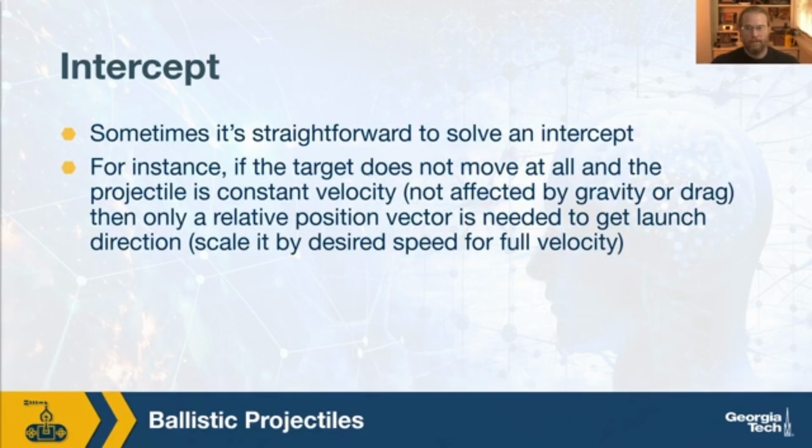It's similar to the pursue algorithm. You just need a relative position vector that will allow you to get the launch direction, because you can normalize it to a unit vector, and then you can multiply it by your desired projectile speed, and that will give you the full velocity of the projectile. So you can just set that velocity on the projectile and let it go.